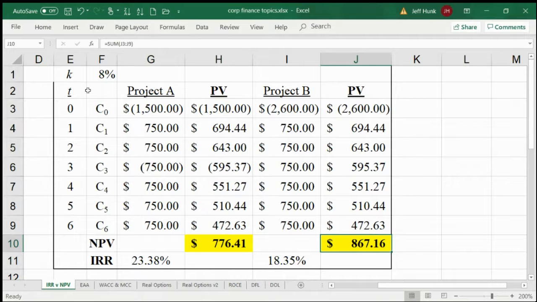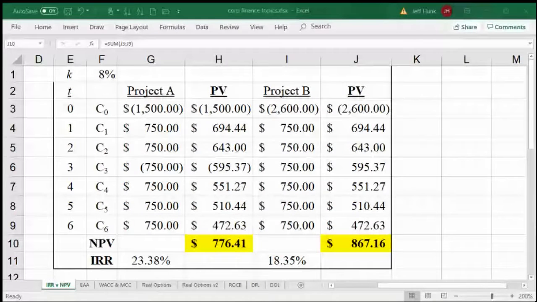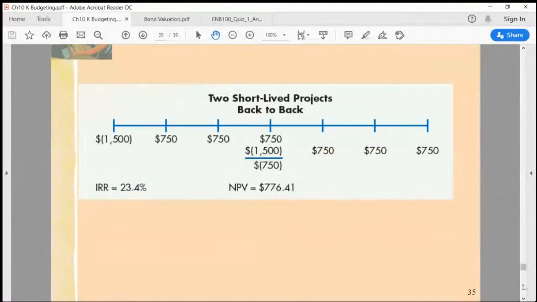Then what is the next one? What is the equivalent annuity method, right? Equivalent annual annuity. So let me again switch to our PDF file. And then go to, okay, I'm sharing now. All right.